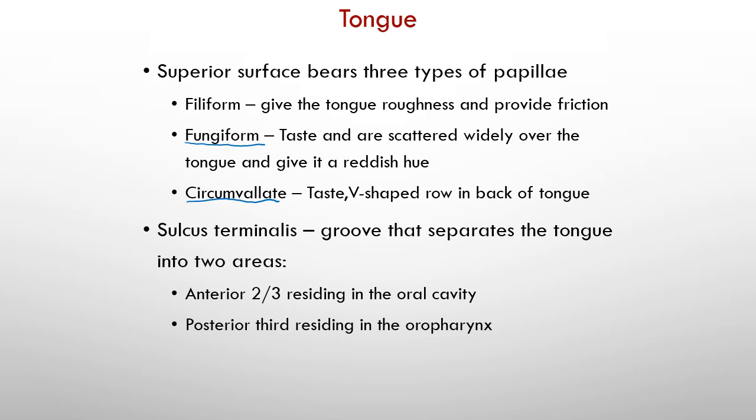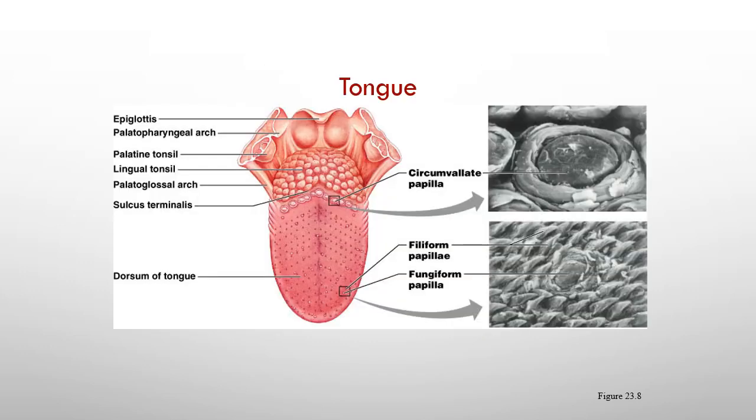The sulcus terminalis is essentially at the end of the circumvallate papillae, and that allows us to designate the posterior aspect of the tongue. The majority of the tongue is in the oral cavity, but 1/3 of the tongue is actually all the way back in the oropharynx. So again, the tongue is a relatively large structure that we have. 2/3 of the tongue in front, 1/3 of the tongue in back.